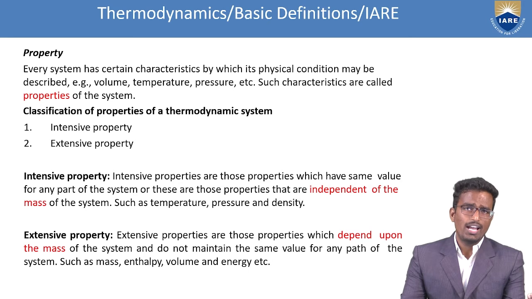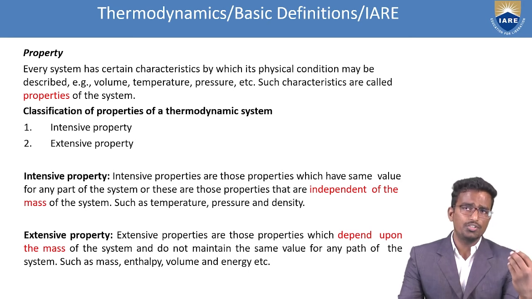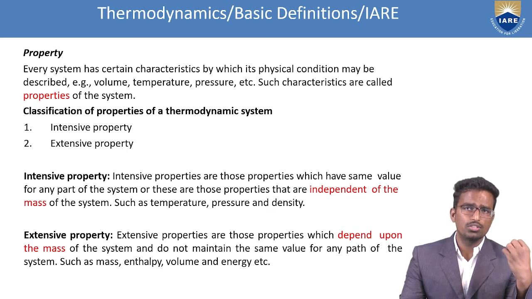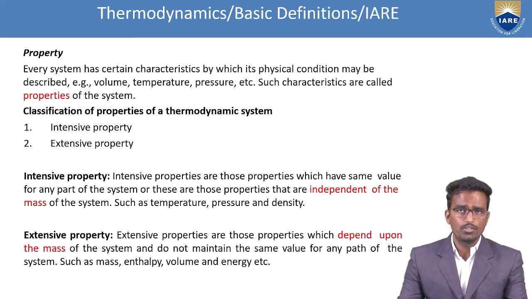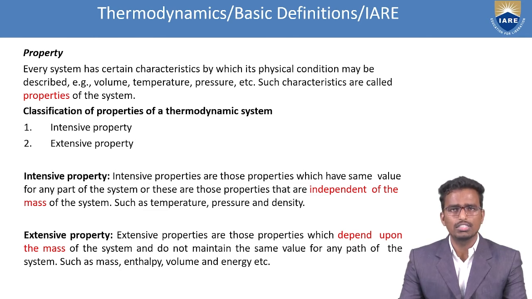Every system has certain characteristics by which its physical condition may be described. To describe a system, we have some physical conditions, which we call volume, temperature, pressure, or sometimes density. These are such physical characteristics. Such characteristics are called properties of the system.